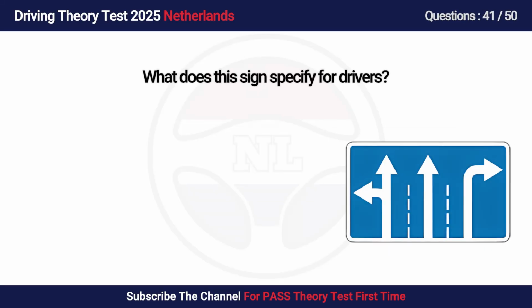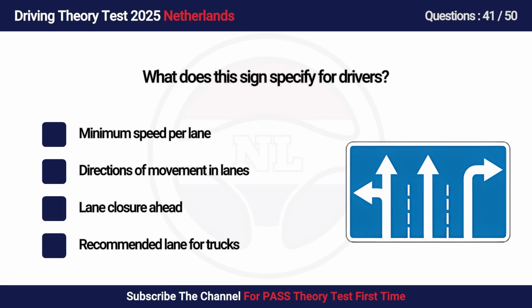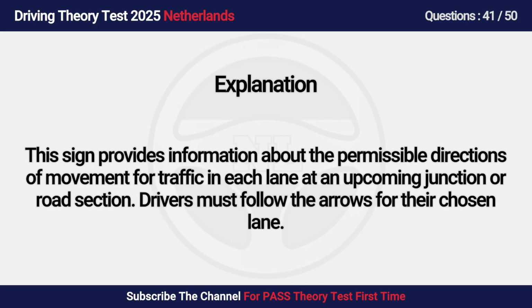Question 41. What does this sign specify for drivers? A. Minimum speed per lane. B. Of movement in lanes. C. Lane closure ahead. D. Recommended lane for trucks. Answer is B. Of movement in lanes. This sign provides information about the permissible directions of movement for traffic in each lane at an upcoming junction or road section. Drivers must follow the arrows for their chosen lane.